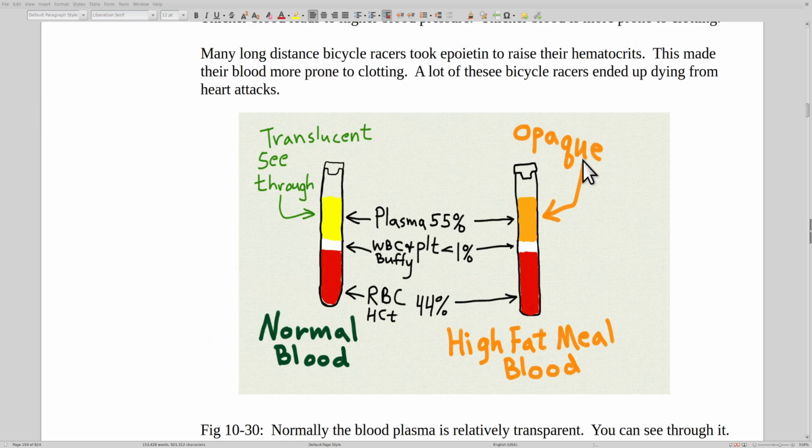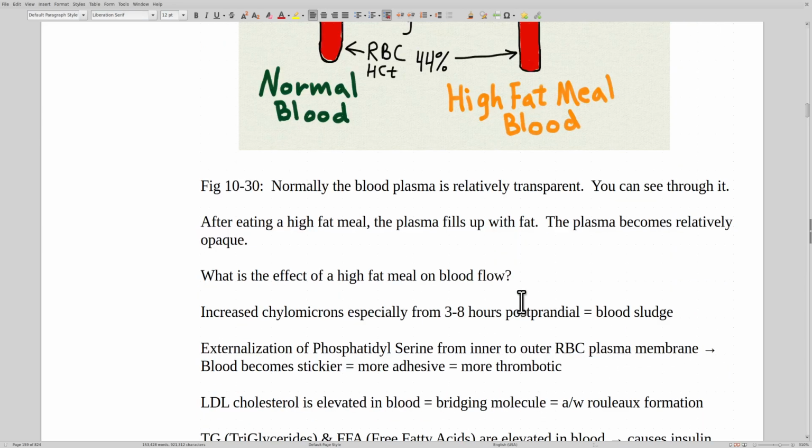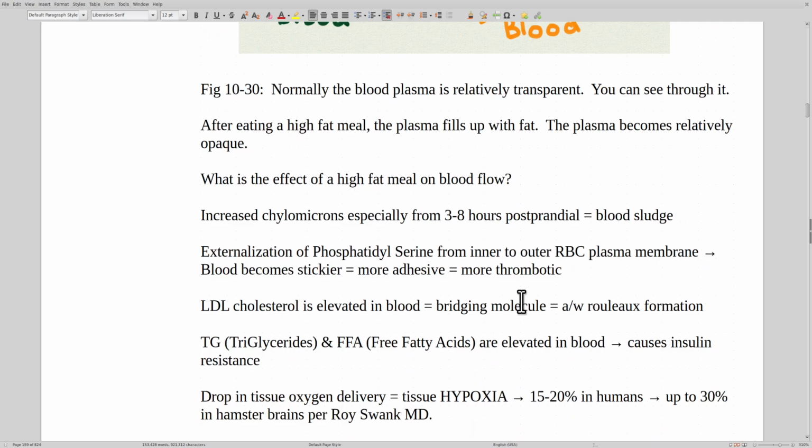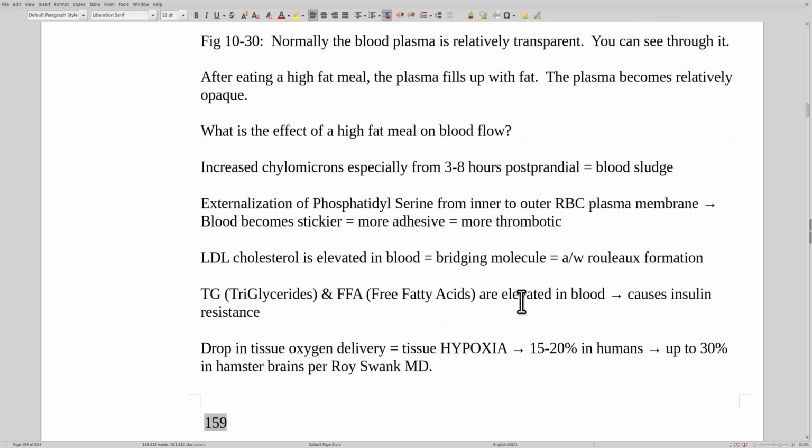Normally the blood plasma is relatively transparent. You can see through the plasma, so to speak, in this red blood cell storage test tube. But when you eat a high-fat meal, the plasma becomes more opaque because there's more fat in there. They had a good picture of that in the movie The Game Changers, about athletes and how a vegan diet can work well for them.